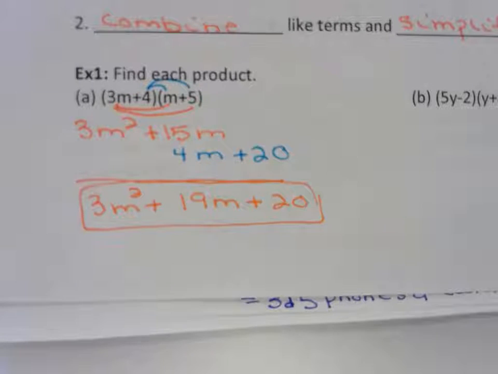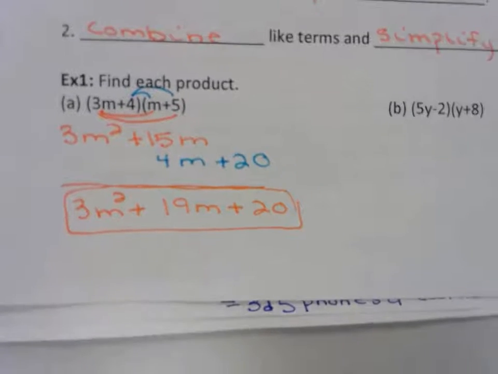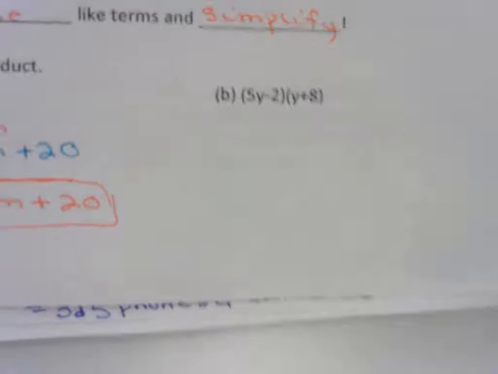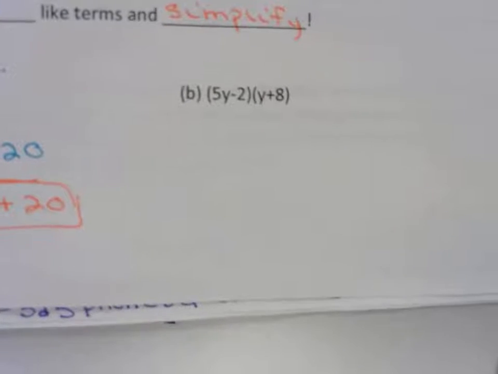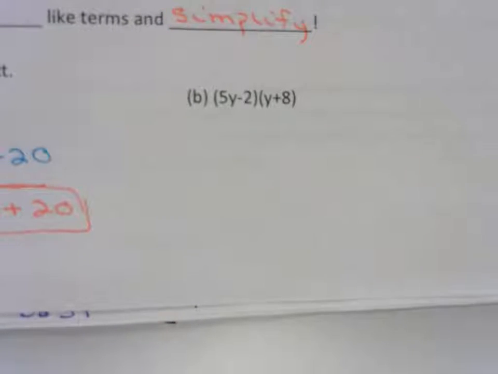Okay, this is one way to do this. I'm going to show you another way that you're going to see in Algebra 2 and stuff, but this is one way to do this. Okay, let's look at the next one. Try B on your own real quick. Same idea. Take every term in your first parenthesis and distribute it.